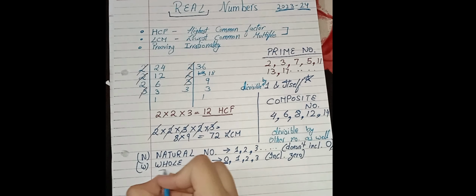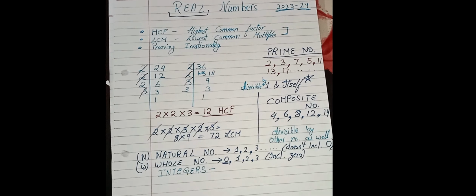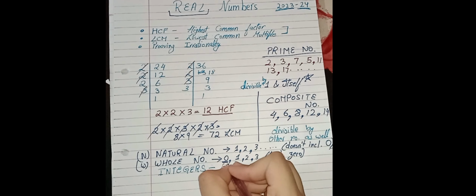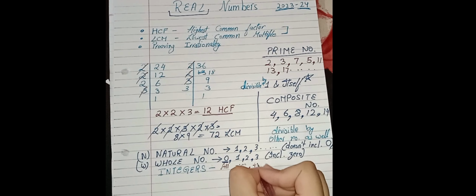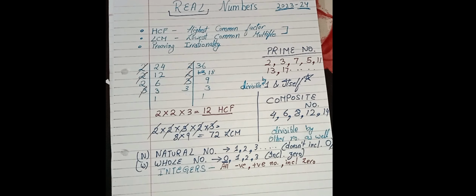After that, integers. Integers is again our topic we have learned many times, right? So what are integers? Integers are all the negative and positive numbers, and it includes 0 as well. ठीक है? Integers are all the negative numbers -1, -2, -3 and so on, all the positive numbers 1, 2, 3, 4, 5, 6, 7, 8, 9, 10 as well as 0. ठीक है?